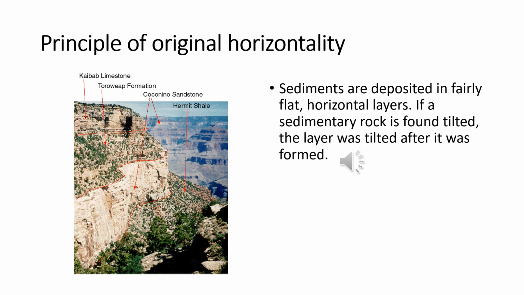The first principle is the principle of original horizontality, and this is simply the fact that sedimentary rock layers are almost always horizontal. The sediments that make the sedimentary rocks are laid down in horizontal layers. If you see sedimentary rock layers that are not horizontal, then they were tilted afterwards, probably by the process of plate tectonics.